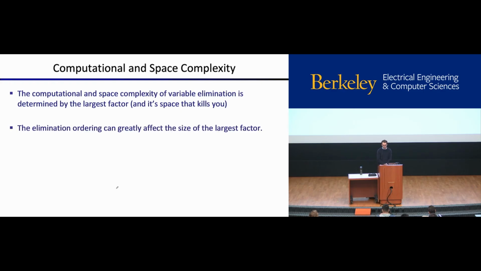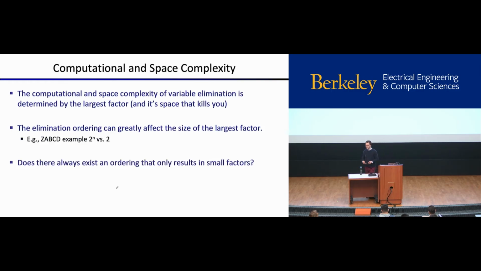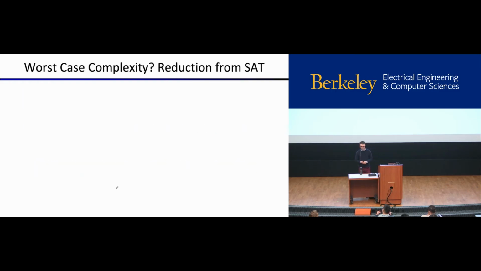So we talked about how the elimination ordering can really affect the size of this largest factor. If you pick the wrong ordering, it can lead to this sort of exponential blowup. We saw that with the ZABCD example. And the question is, well, okay, why can't we just always pick a good ordering? Then we should be good to go, right? If we always pick a good ordering, then we should be happy. And the answer is that we can't always do that. It turns out that you can show that in the worst case, this is NP-complete. It's NP-hard. And I'm going to try to prove that to you using this technique called reductions.